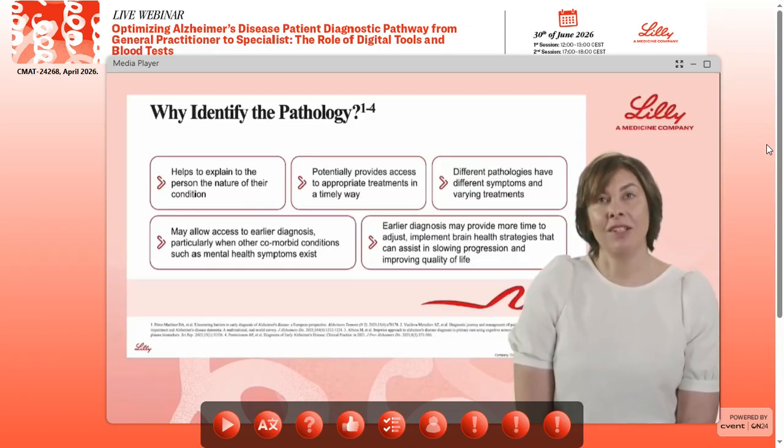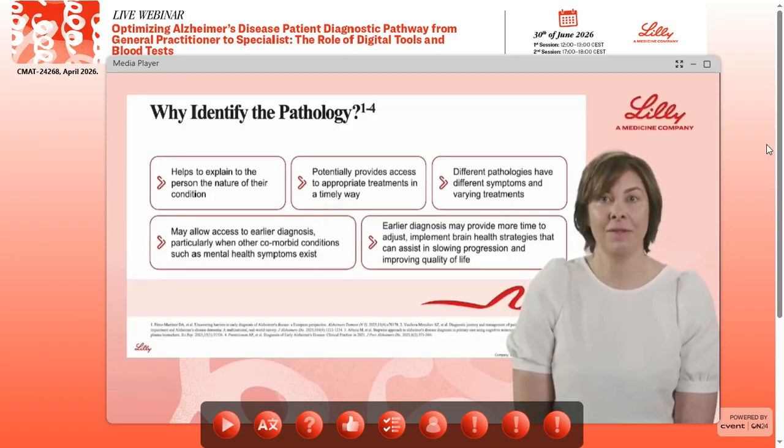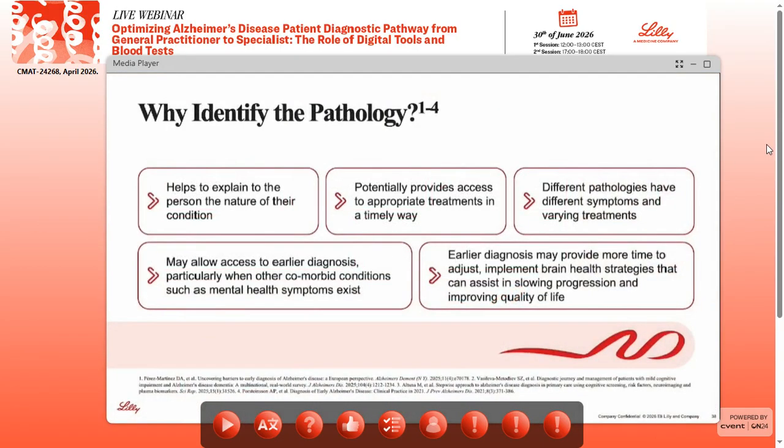It allows an earlier diagnosis so that we can implement brain health strategies that may actually help to improve that person's quality of life. And I think an earlier diagnosis also allows people time to plan and time to make changes in terms of advanced care planning and future considerations.